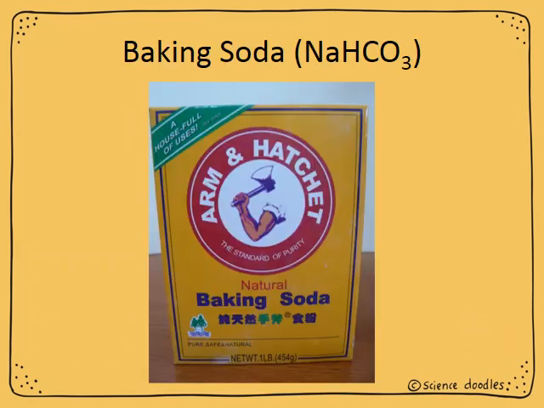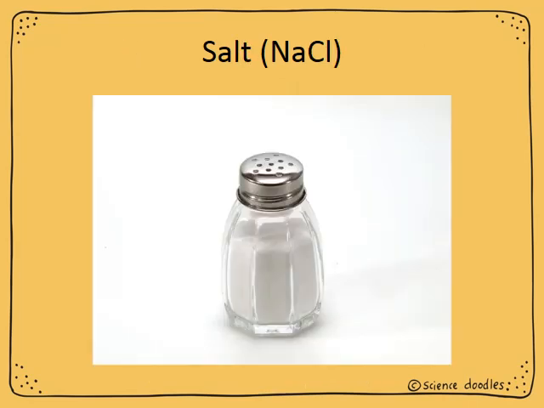Another example of a compound is baking soda. This has one sodium atom, that's the Na. It has one hydrogen atom, that's the H. It has one carbon atom, which is the C. And it has three oxygen atoms, which is the O. Here's another compound, it's just regular table salt. It has one sodium atom, again that's the Na, and it has one chlorine atom, which is a Cl.